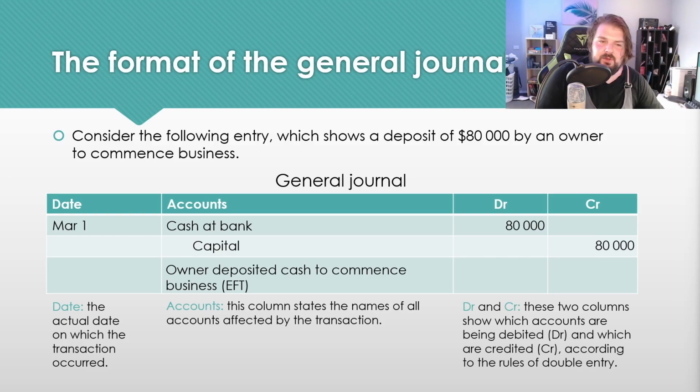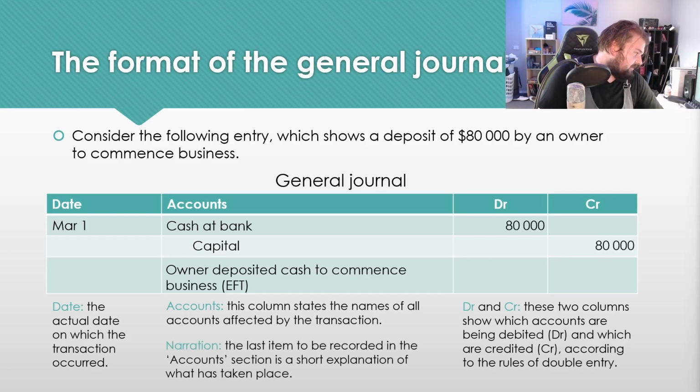It also shows our debits and credits, as I said. So we can see the two columns are associated with both sides of our accounting equation and follow the rules of double entry. And as I said, we have our narration, which is the last item. Underneath the accounts, we give a really short description, and this is one of those things that's really important for the exam, and good narrations are always going to add marks.